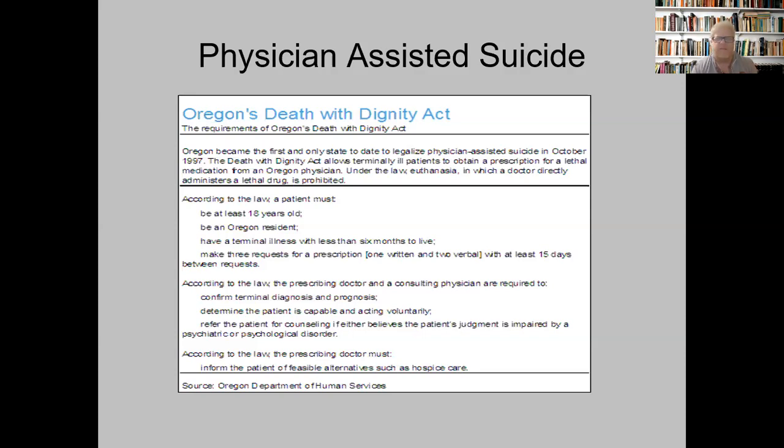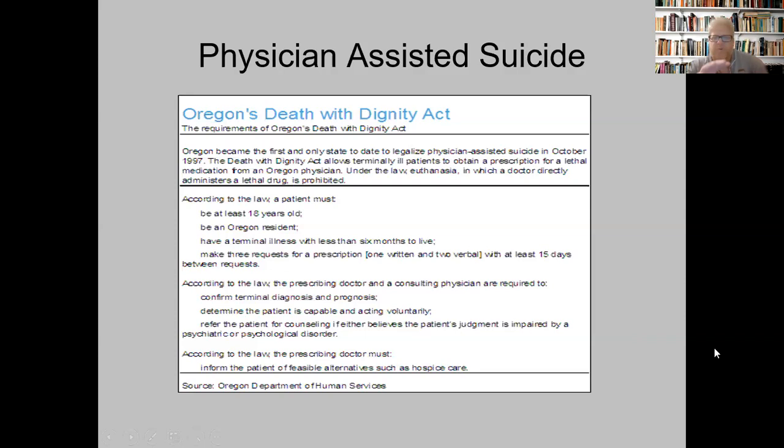And since this came into effect almost 23 years ago, about 1,000 people have used it. And there have been 3,000 or 4,000 people who've been prescribed the prescription. Only about 1,000 used it. And that's in 20 years. So it's not used frequently, but what do we think of it?